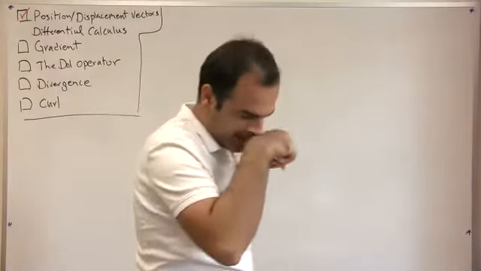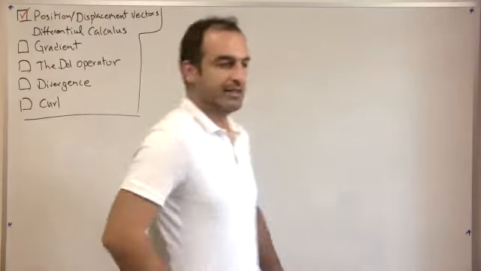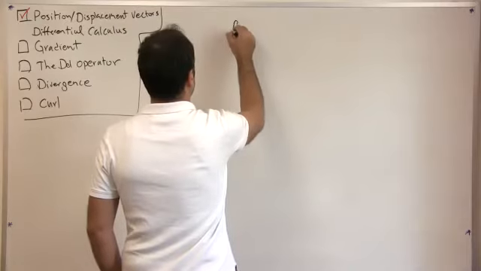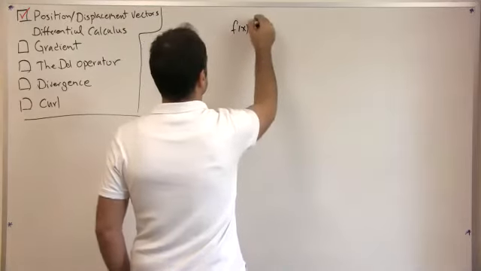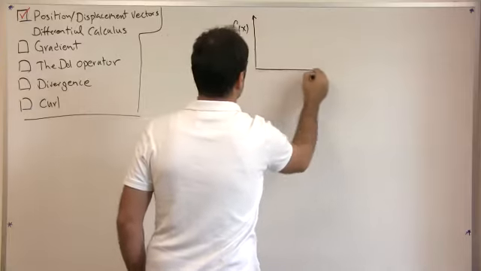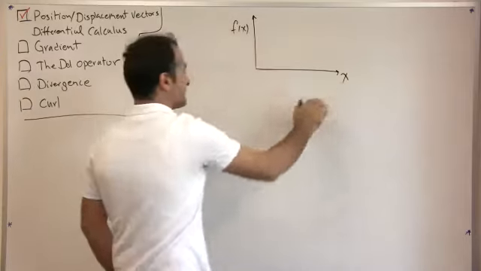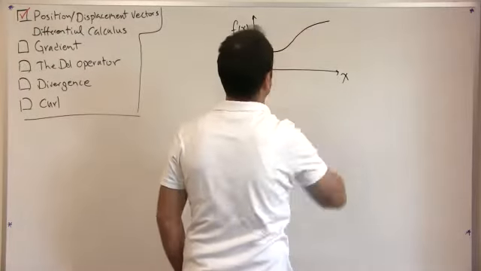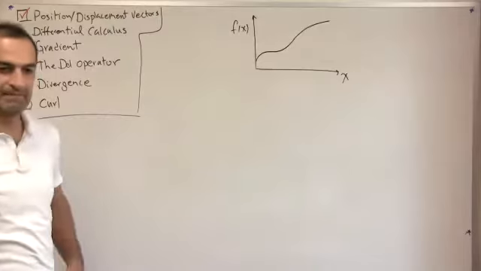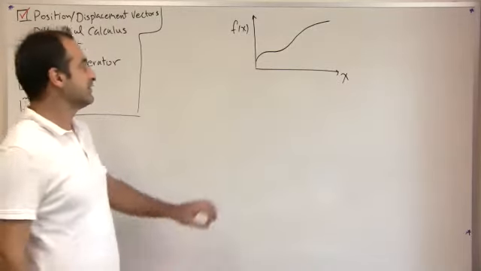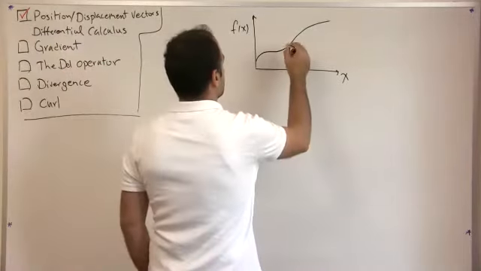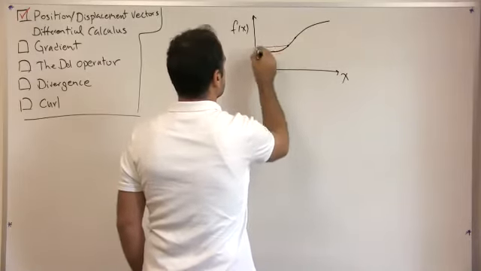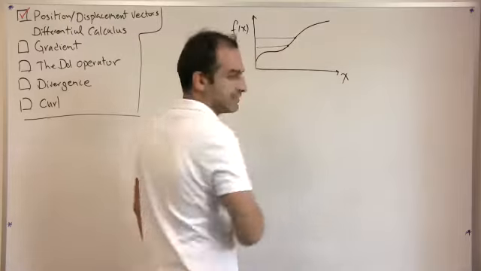Okay. Let's start from a very basic, simple derivative, right? Imagine we have a function f(x). This is a function of x, and we have x here. Let's say it has a very nice behavior like this. Sometimes we are interested in finding a very infinitesimal change in f as a function of change in x.